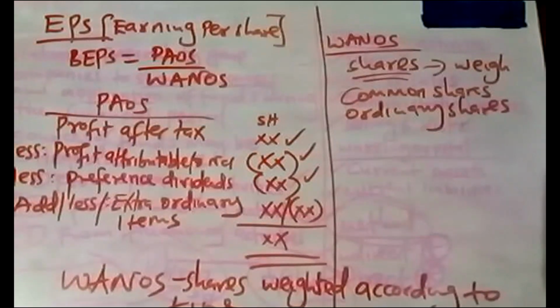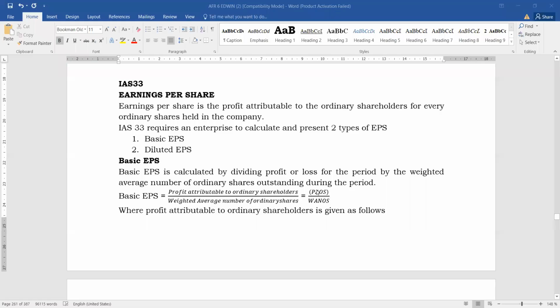So we can take an example here on my short notes so that you can understand what I'm saying. I've already said that basic EPS is calculated by dividing profit or loss for the period by the weighted average number of ordinary shares outstanding during the year. I have said ordinary shares, not preference. Are we together? Basic EPS is all about the profit attributable to ordinary shareholders, divided by the weighted average number of ordinary shares, not preference shares. Another name for ordinary shares is common shares.